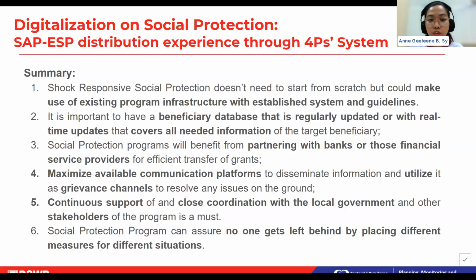The continued support of and close coordination with the local government and other stakeholders of the program is also a must. And social protection in itself is elevating a social concern that relies not only on the government, but also on the strength of the support of the community and other stakeholders. And social protection programs can assure that no one gets left behind by placing different measures for different situations. So during these unpredictable times, it is always advisable to conduct anticipatory action planning and identify possible scenarios that may arise to provide early solutions and mitigate possible risks.